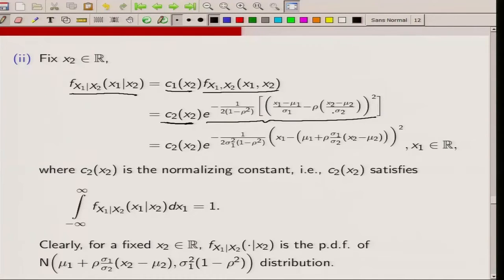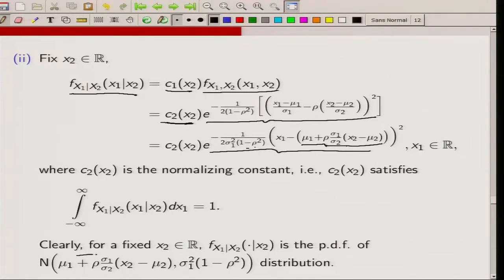which is there. So, you see what would happen is when you make the perfect square, e to power minus 1 by 1 minus rho square (x 2 minus mu 2 upon sigma 2) whole square comes, 1 minus rho square gets cancelled with this, and whatever term is with x 2 gets absorbed with this. So, I do this: C 2 x 2 e to power minus 1 by 2 sigma 1 square (1 minus rho square), (x 1 minus mu 1 plus rho sigma 1 by sigma 2 (x 2 minus mu 2)) whole square. So, clearly, if I consider this as a function of x 1, this is clearly a PDF of normal with mean as this quantity and variance as sigma 1 square (1 minus rho square).